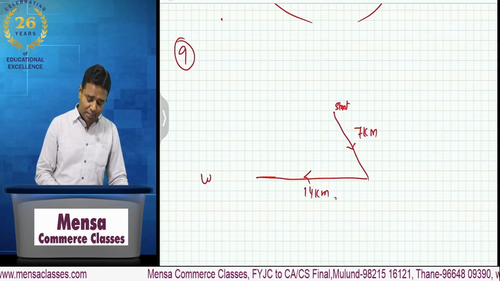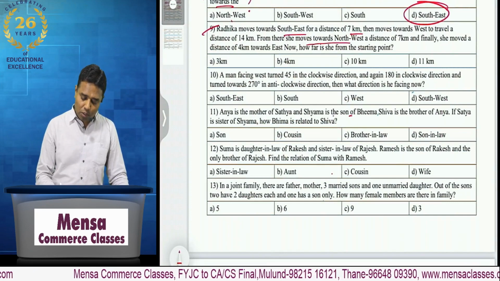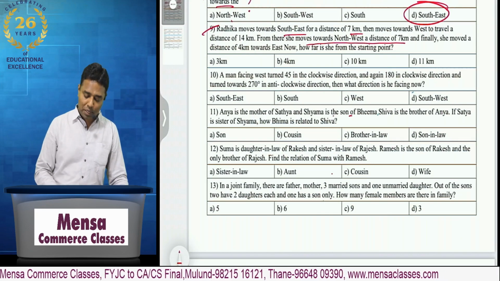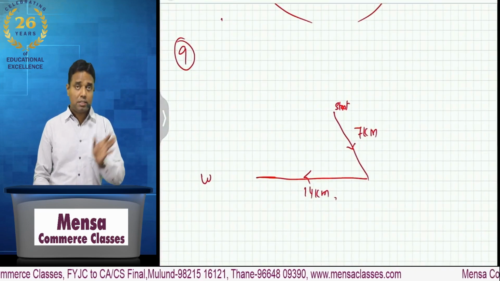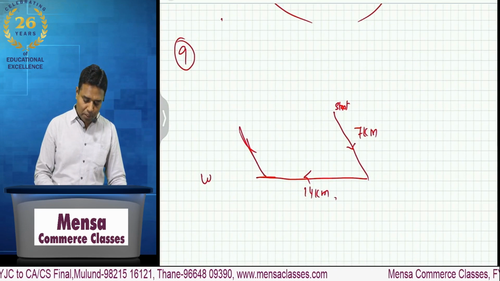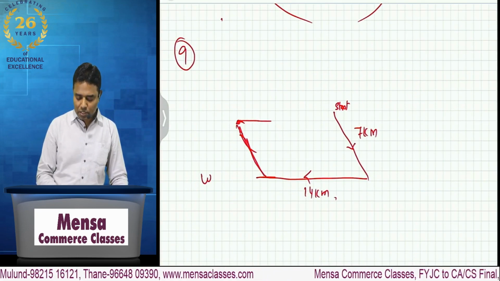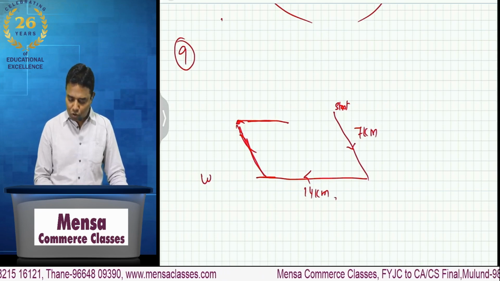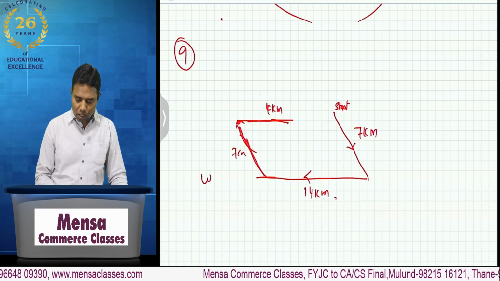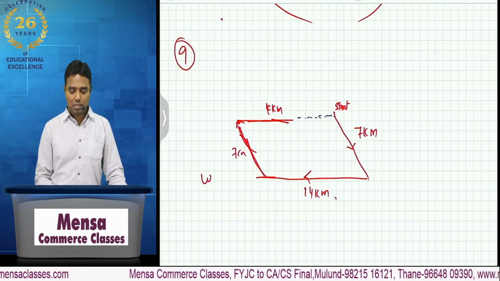After that, she is walking northwest 7 kilometers and finally towards east. Now northwest 7 kilometers. North is up and west is tilted towards this side. That is 7 kilometers, right? And then she walks towards east, 4 kilometers. How far she is from the starting point? So starting point and this distance is how much?